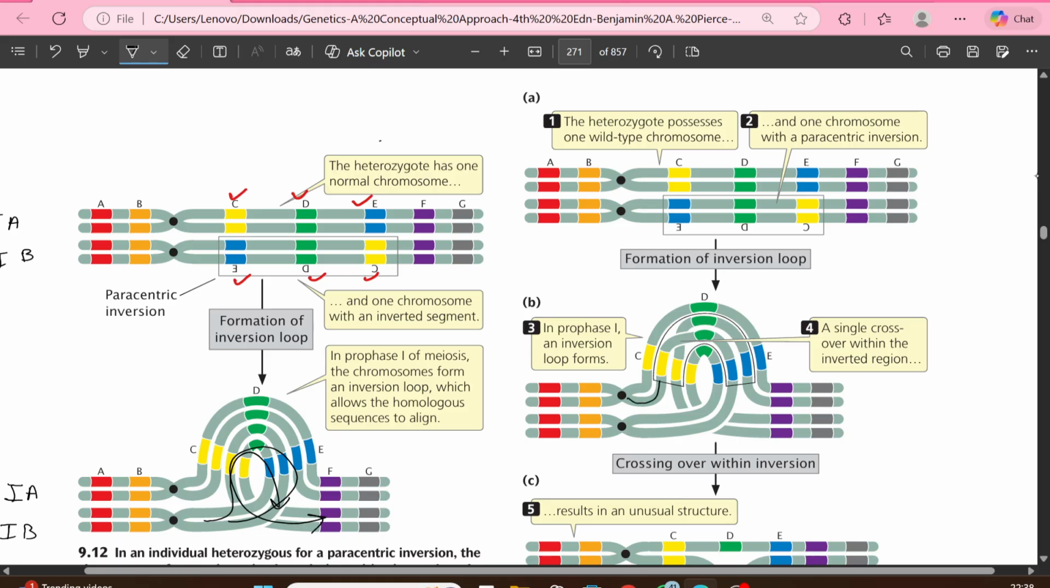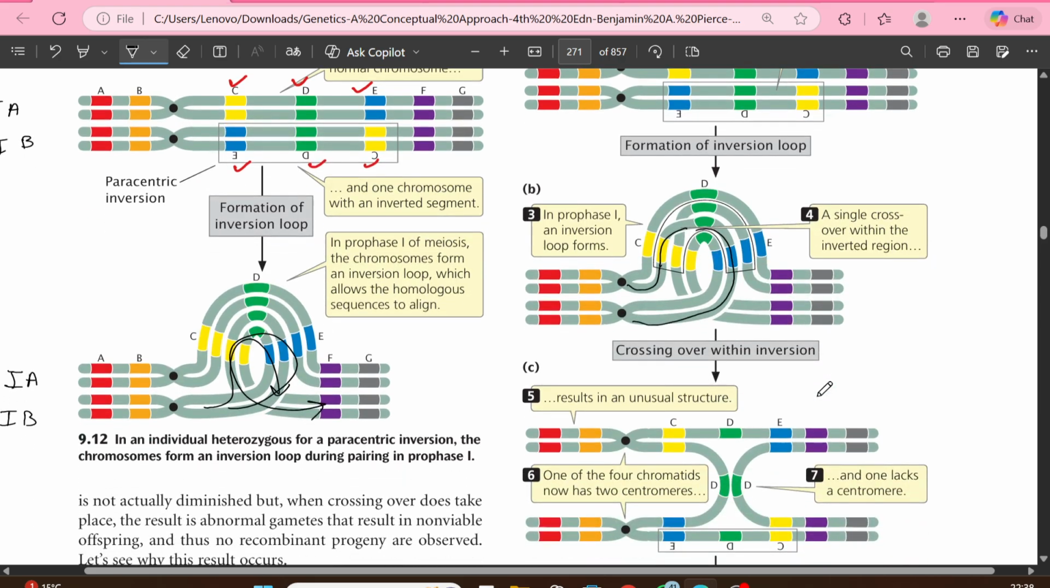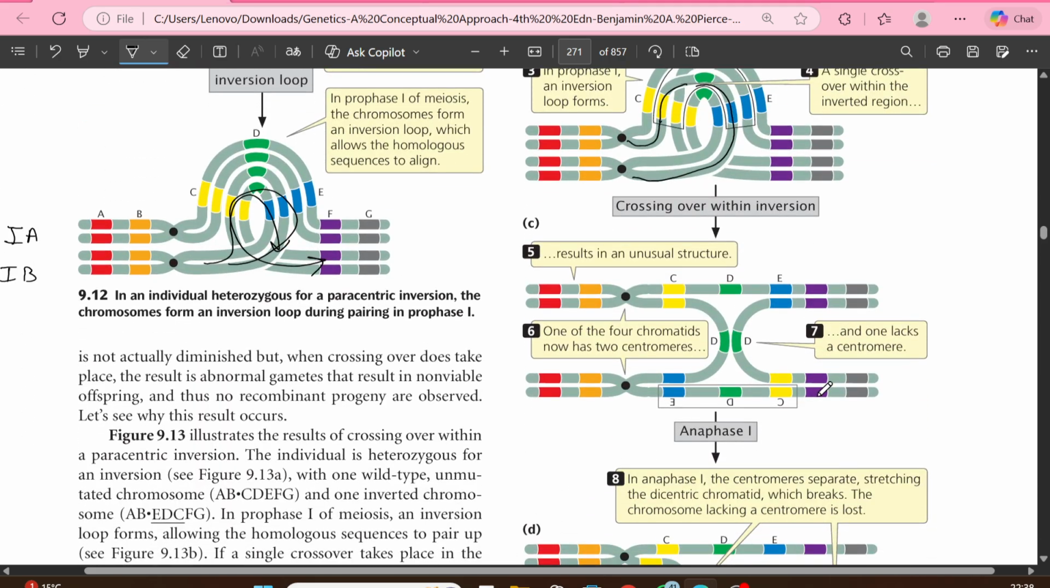Suppose this particular arm of the chromosome and this particular arm, they are making this crossing over. So now the inversion is there and the crossing over has taken place, so it will result in a structure like this. Now see, this structure is very peculiar to paracentric inversion only, not the pericentric one. So please remember this. In the paracentric, what happens is, now here is the resultant structure.